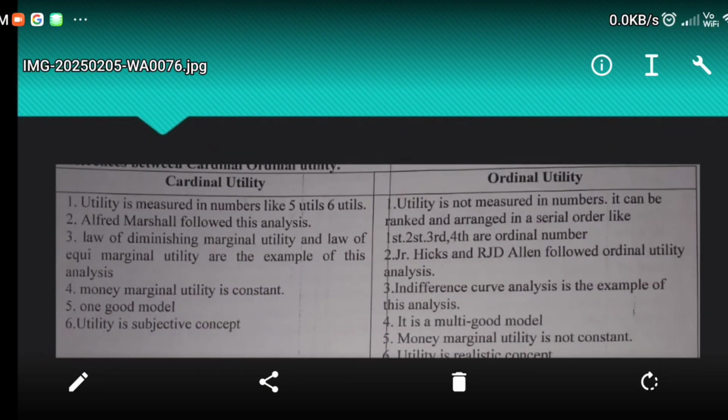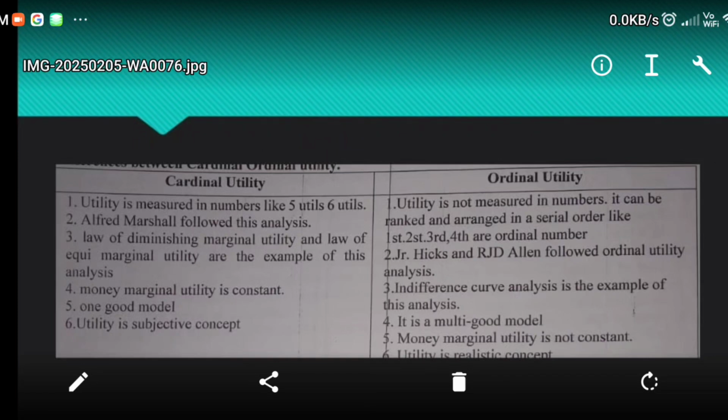Next, what are the differences between cardinal and ordinal utility? Utility measured in numbers, like 5 utils, 6 utils, is called cardinal utility. Alfred Marshall followed this analysis. The law of diminishing marginal utility and equi-marginal utility are examples of this analysis. Money marginal utility is constant. It is a one-good model. In this concept, utility is a subjective concept.